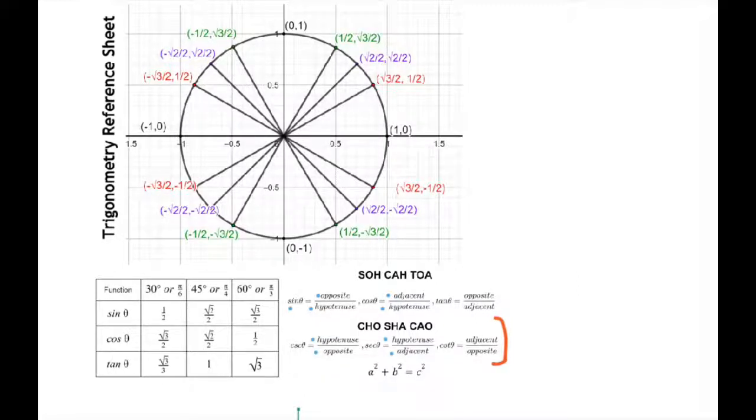And cotangent goes with tangent, where the tangent is the opposite over adjacent, and the cotangent is the adjacent over the opposite. So those are important to know for what we will be doing today.